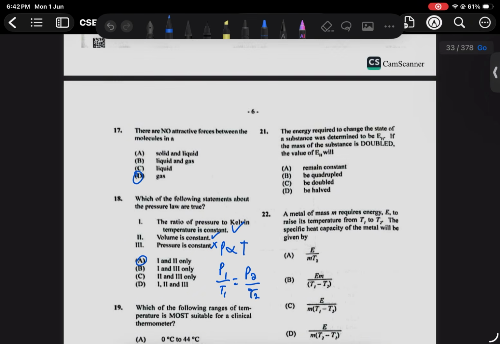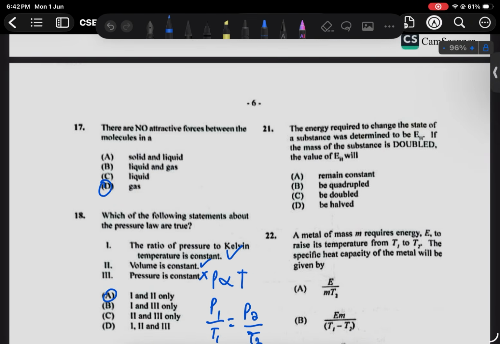The energy required to change the state of a substance was determined to be EH. If the mass of the substance is double the value of EH, it will also double. Energy is equal to M L F. So if the mass doubles, then the energy would also have to be doubled. So it's doubled.